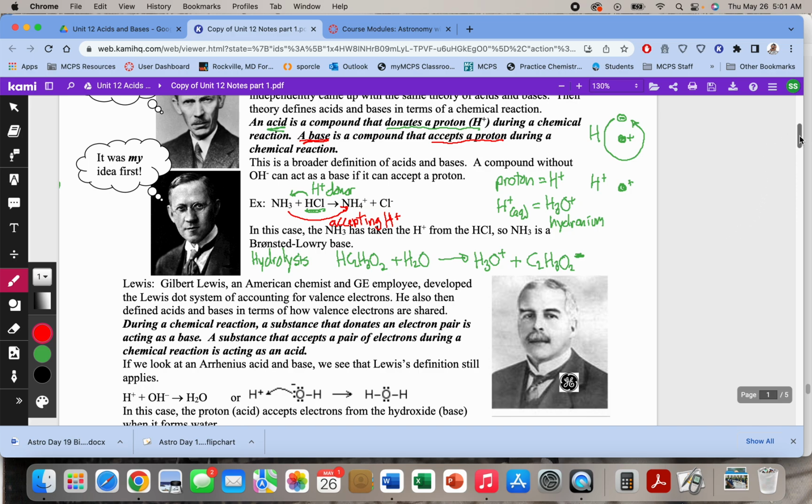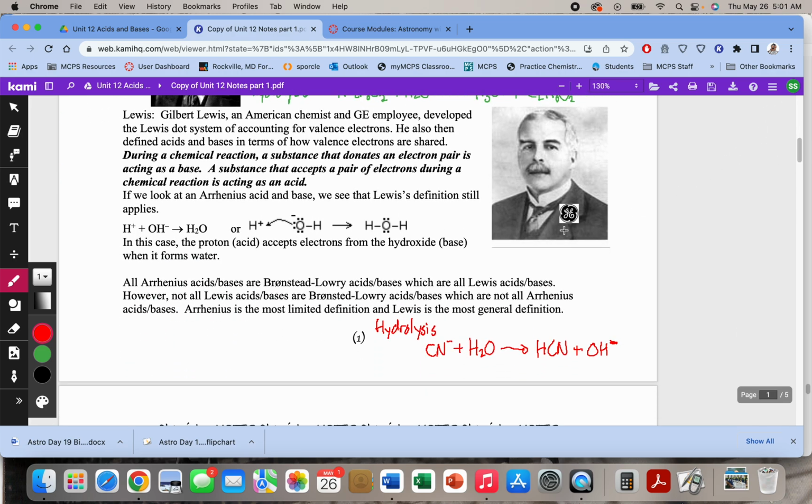Now, there's a third definition based on the work of Lewis, the guy who did Lewis dots. He said that acids are electron acceptors and bases are electron donors. If you look carefully at any reaction we draw, the acid is in fact accepting a pair of electrons. For example, this H plus from water is accepting the extra pair of electrons from CN minus, so it's acting like an acid. CN minus is donating that extra pair of electrons to the H plus, so it's acting like a base.